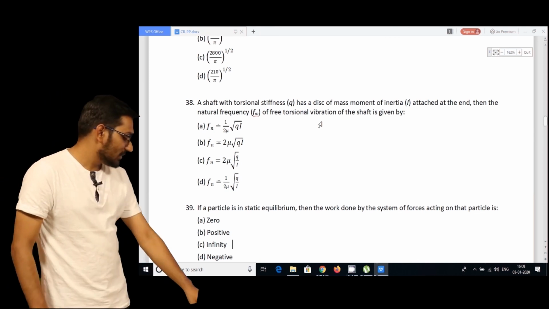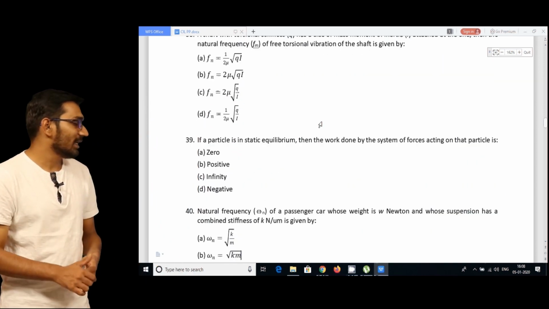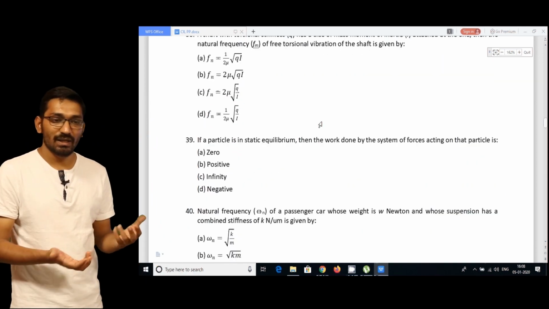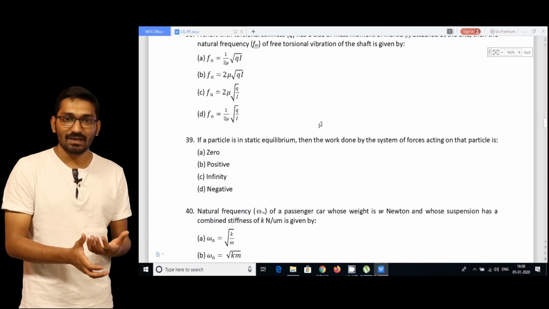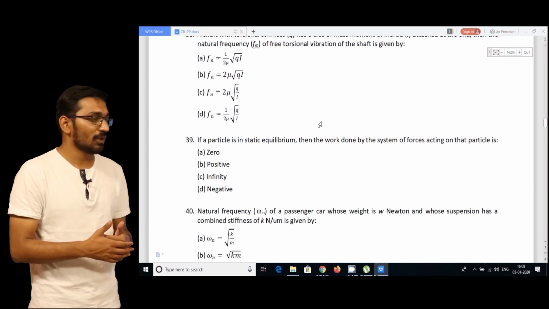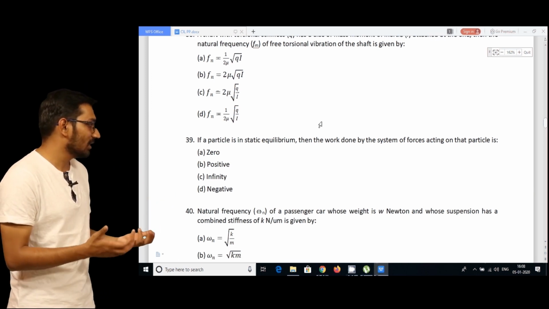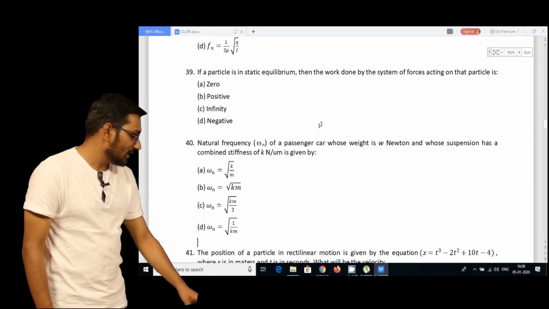If a particle is in static equilibrium, then the work done by the system of forces acting on that particle is 0, right? If that particle is in static equilibrium, it means the net force will be 0, so there should not be any work done on that particle.